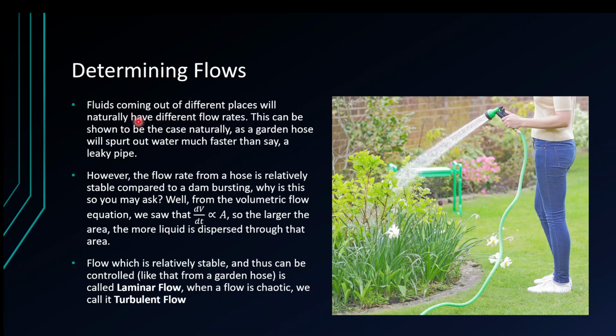So fluids coming out of different places will naturally have different flow rates. Let's say here, the garden hose will spread out more water than a leaky pipe. So we also know that because we can actually accurately aim the water at a target, it's at least somewhat stable, counterintuitively, despite the fact that there's a lot of force behind the water, similar to rivers and if a dam bursts, for instance.